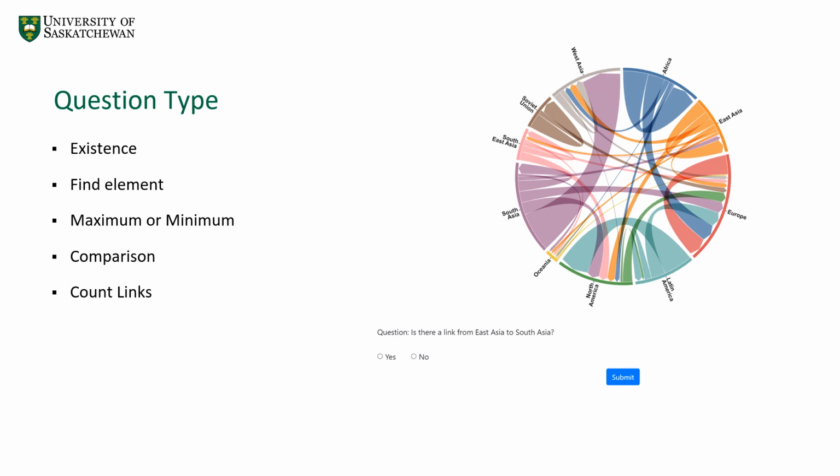The first question type is related to existence, so participants had to determine if an entity or link exists in the diagram. For example, in the chord diagram shown here, is there a link from East Asia to South Asia? Other question types included finding an element that matched a particular criteria or one that is the maximum or minimum of its type. Or they also involved comparing 2 elements of the diagrams or identifying the number of elements related to a particular node.